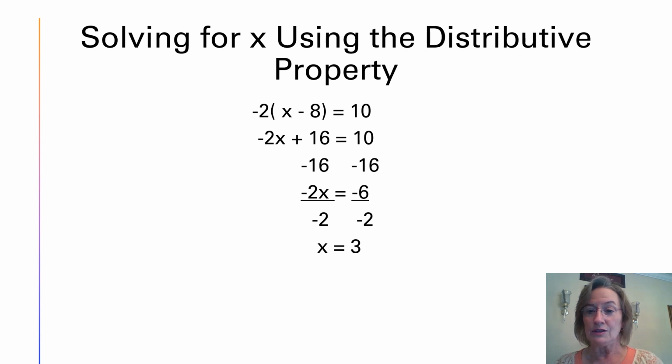Now again, this is just our normal two-step equation. Take away 16 from both sides. That leaves negative 2x on the left-hand side. 10 minus 16 is negative 6 here. Divide both sides by negative 2. When you divide a negative by a negative, remember you get a positive, so our answer is positive 3.